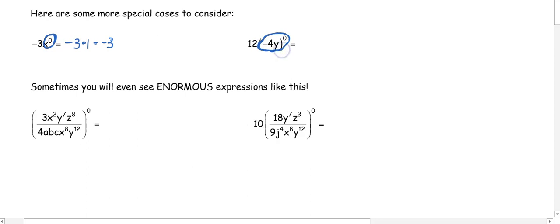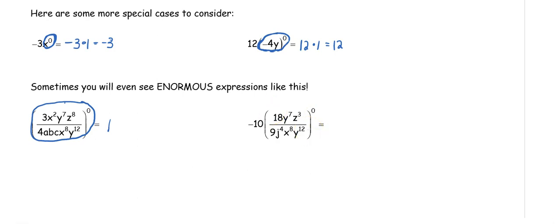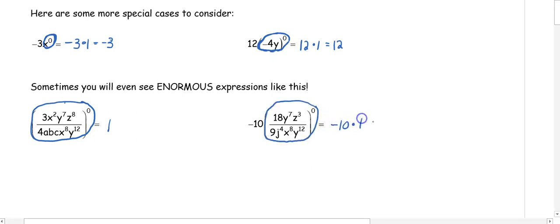So this exponent applies to everything in the parenthesis to make that 1, but there's still a 12 there. So we have 12 times 1, which is 12. Sometimes you even have enormous expressions. So with everything that's in the parenthesis, this 0 exponent is applying to everything, so it's just equal to 1. In the second example, there's a negative 10 out there, so the 0 exponent is still applying to everything that's in the parentheses, which makes that equal to 1, so we have negative 10 times 1, which is negative 10.